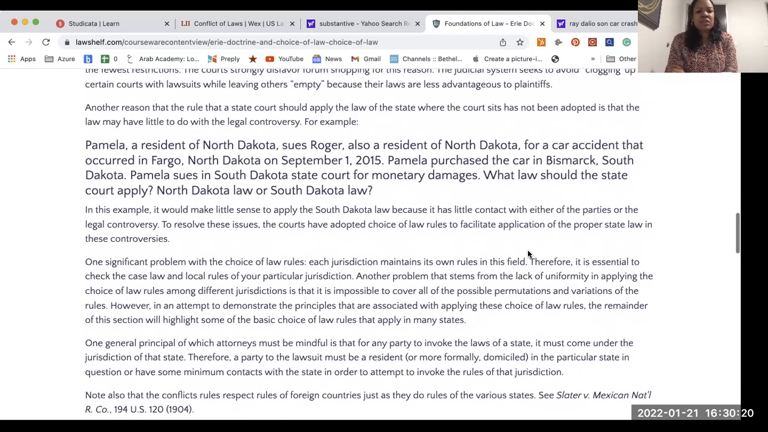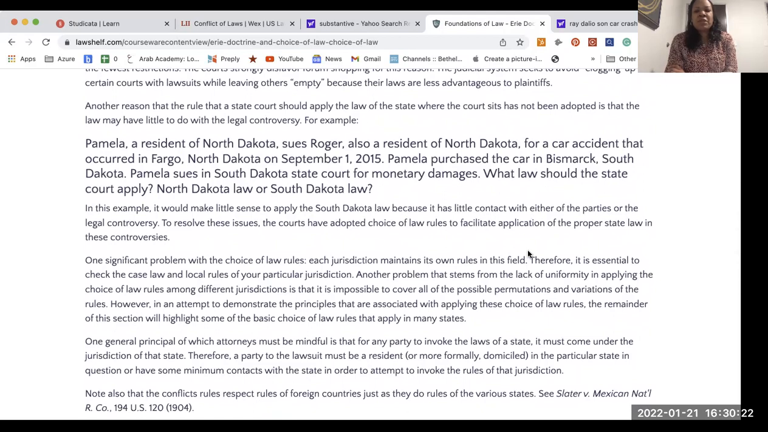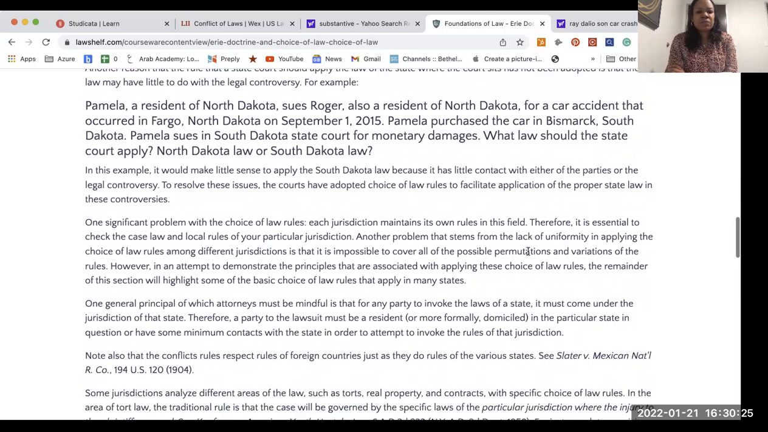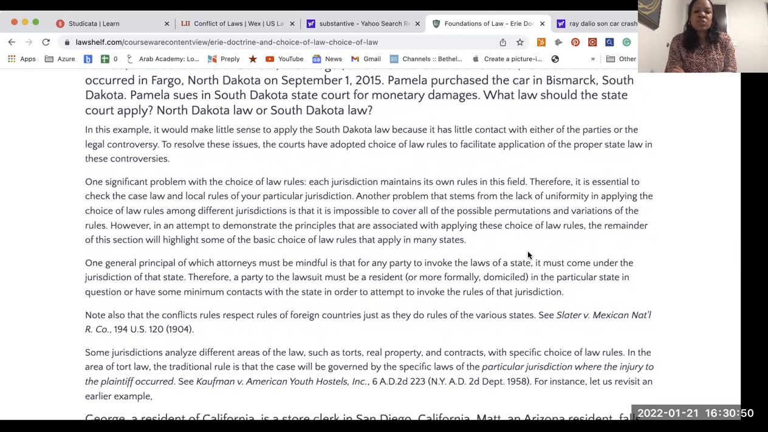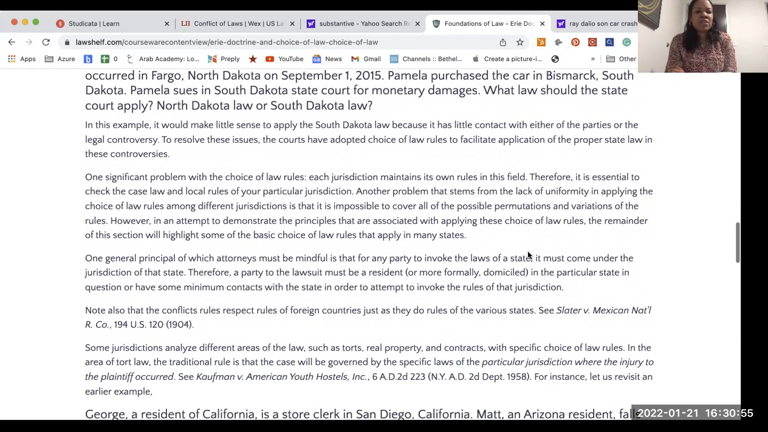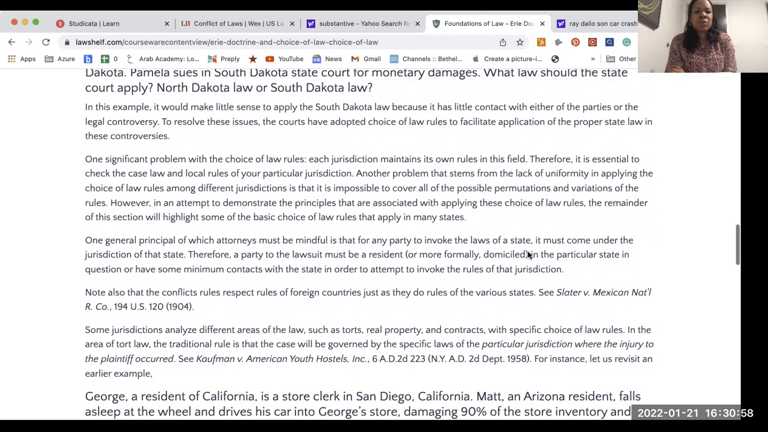To resolve these issues, the courts have adopted choice of law rules to facilitate application of the proper state law in a legal controversy. One significant problem with the choice of law rules is that each jurisdiction maintains its own rules in this field. Therefore, it is essential to check the case law and local rules of the particular jurisdiction. Another problem that stems from the lack of uniformity among different jurisdictions is that it is impossible to cover all the possible permutations and variations of the rules. However, in an attempt to demonstrate the principles associated with applying these choice of law rules, the remainder of this section will highlight some of the basic choice of law rules that apply in many states.